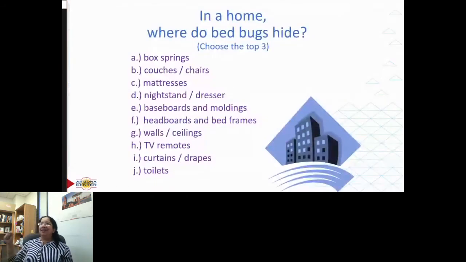And now let's look at the behavioral aspects, right? So in a home, where do bed bugs hide? All of these different places, all of these different choices, can you choose the top three?